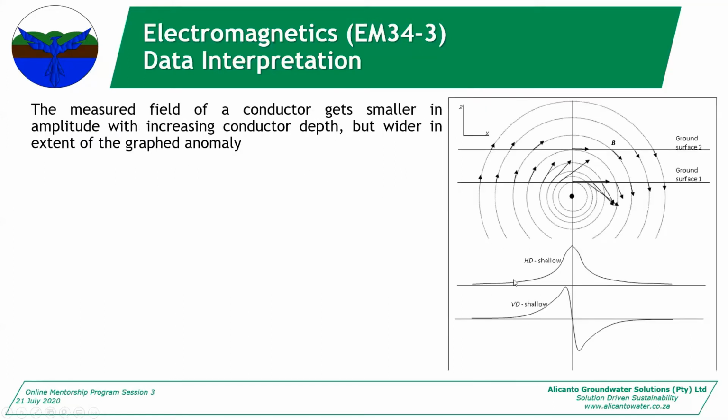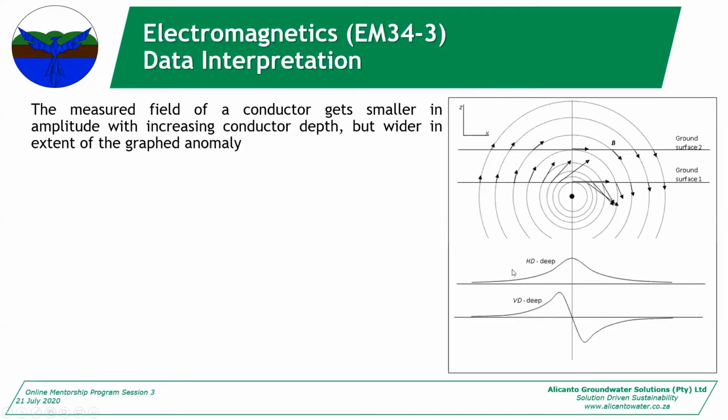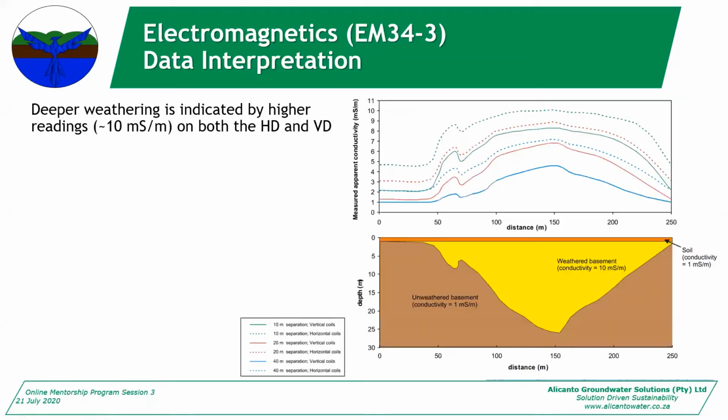And then also with depth, here is ground surface 2, where you've got the deeper conductor, and ground surface 1, where it's a shallow conductor. So here is what your anomaly looks like for the shallow conductor. This is your ideal conductor again. And with a deep one, you see how it gets wider, but it gets flatter. Everybody see that? Yes, I can. There we go. So we'll carry on.